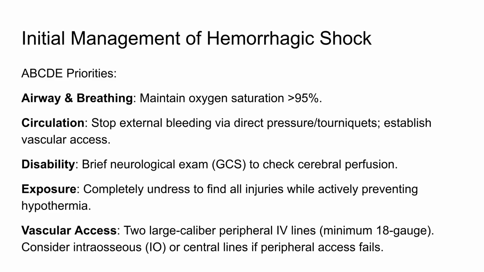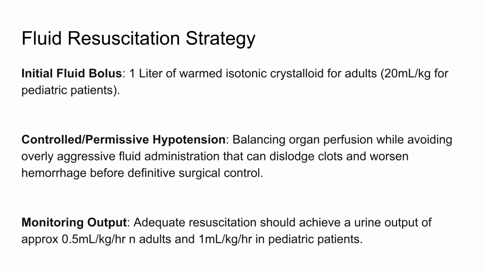Vascular access should be established with 2 large-caliber peripheral lines. For fluid resuscitation, start with a bolus of warmed isotonic crystalloid. Use a strategy of controlled or permissive hypotension to avoid worsening hemorrhage before surgical control. Monitor urine output to assess the adequacy of your resuscitation efforts.